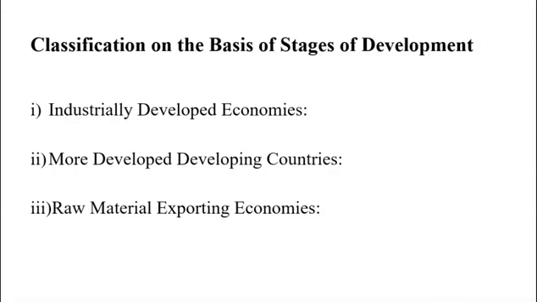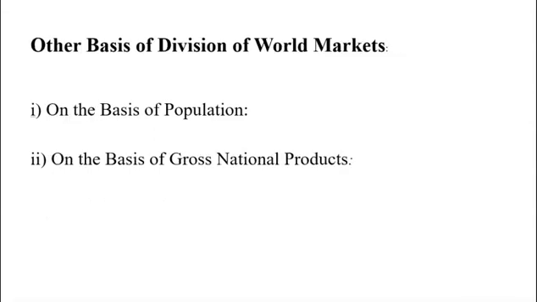And we have another category called raw material exporting economies, where certain countries have been given the tag of raw material exporting economies, which also plays a very important role in looking at where exactly they exist in the market. Apart from that, we should also look at the other basis of division of world markets, that is, on the basis of population as well as on the basis of gross national product.